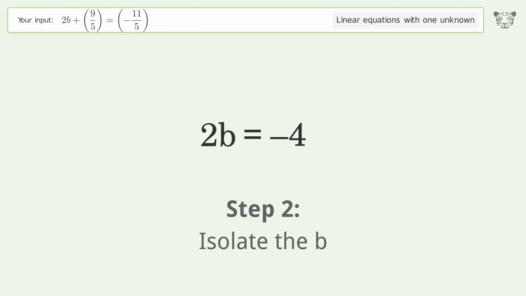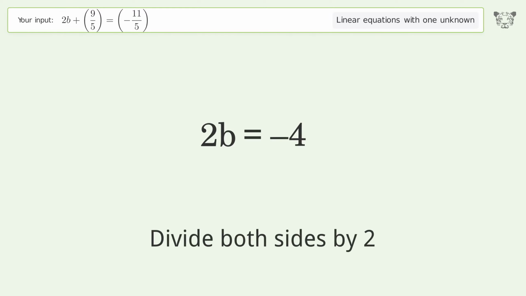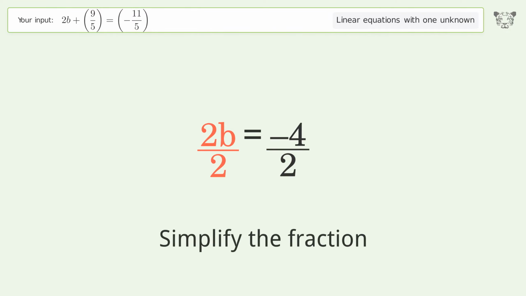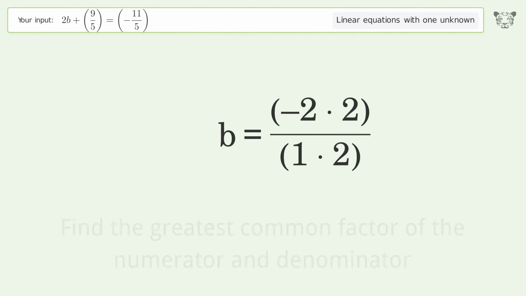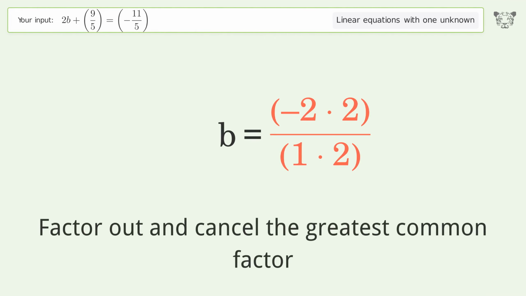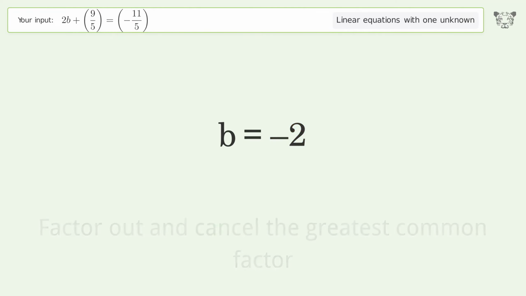Isolate the b. Divide both sides by 2. Simplify the fraction. Find the greatest common factor of the numerator and denominator. Factor out and cancel the greatest common factor. And so the final result is b equals -2.